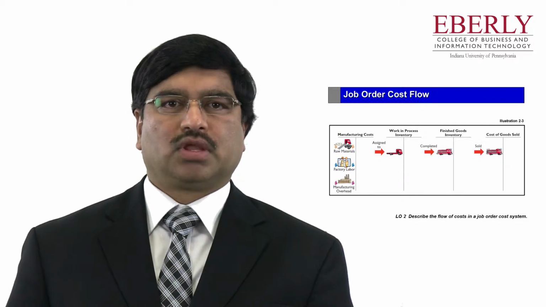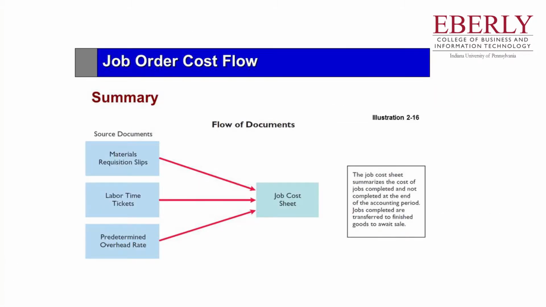Now we'll talk specifically about accumulation of cost in a job cost sheet for a job costing system. There are three components that go into the job cost sheet. One is the material cost, second is the labor cost, and third is the overheads. Now we will see how each of them is transferred to the job cost sheet.